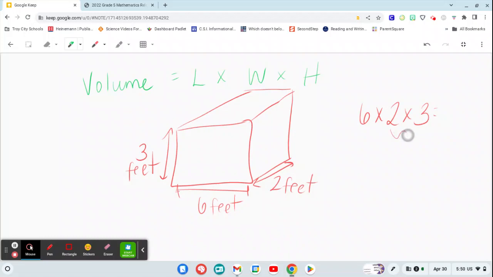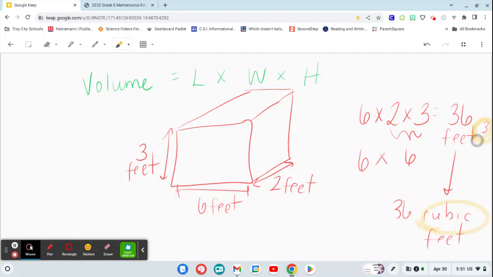That's going to equal 6 times 6 is 36. But 36, don't forget your units. Feet cubed, or 36 cubic feet. Now, remember how I told you that the units are always squared when it comes to area because they have 2 dimensions? Well, in volume, we'll want to include cubic feet, or that 3 here, to show that there are 3 dimensions when we determine the volume of a rectangular prism.